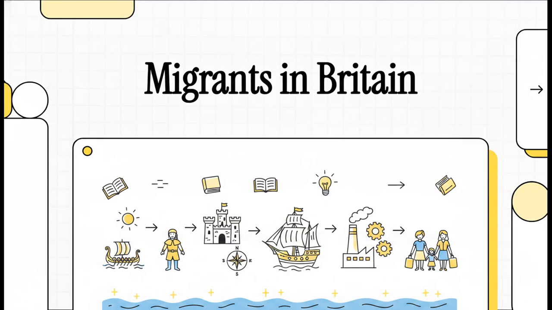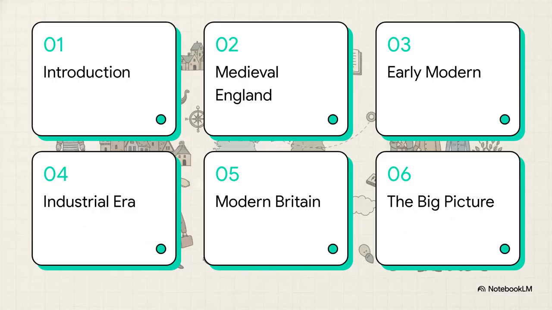If you're prepping for the GCSE Edexcel thematic study on migrants in Britain, well, you're in exactly the right place. I'm your host, and today we're executing a zero-digression, rapid-fire review of 1,200 years of migration history to Britain. We're going straight to the facts, straight to the concepts, and absolutely straight to what you need to know. Okay, let's dive into this.